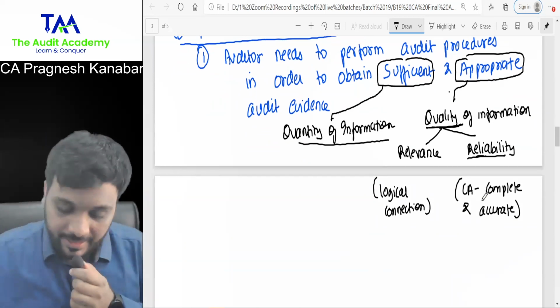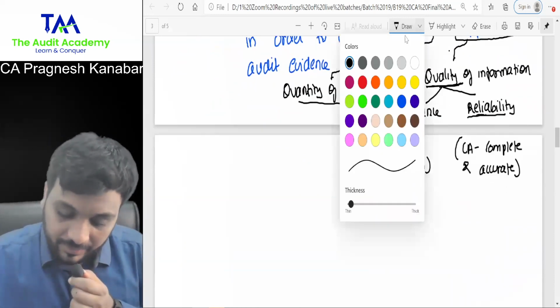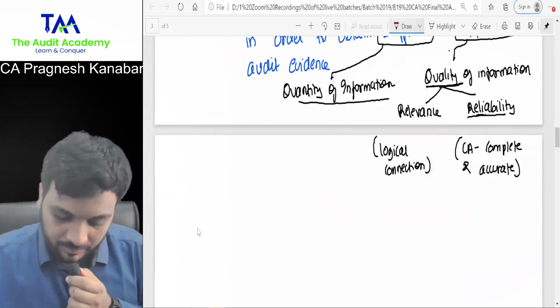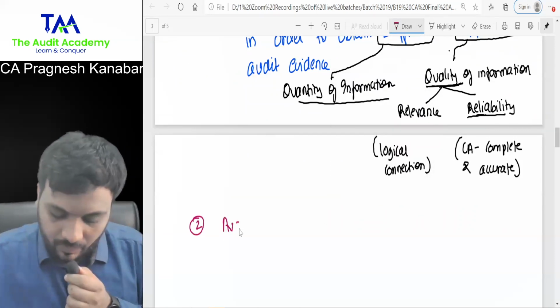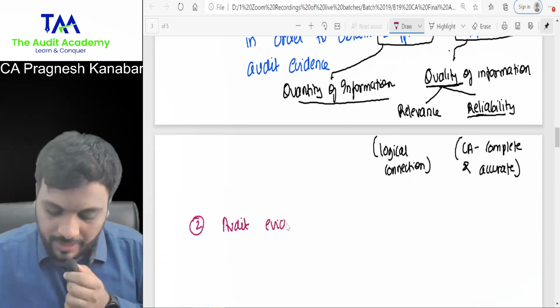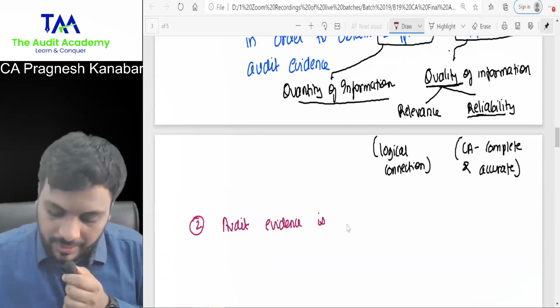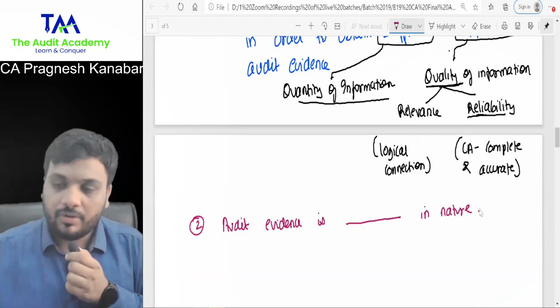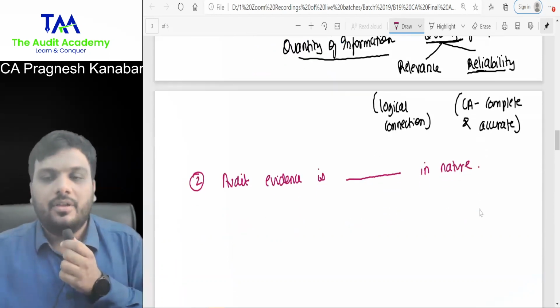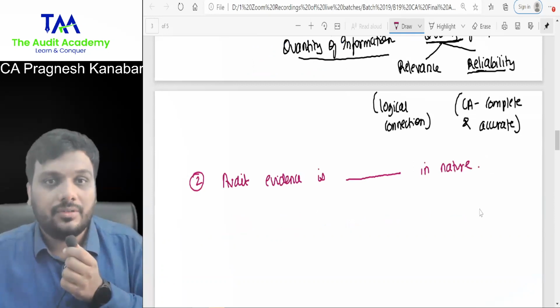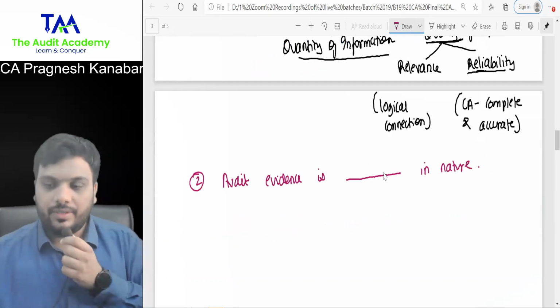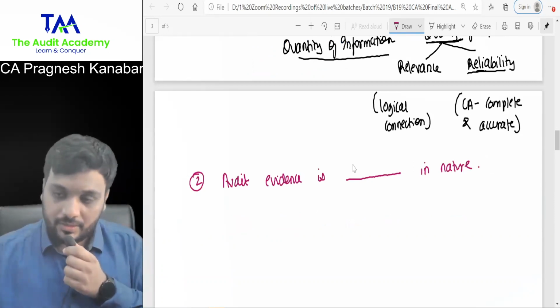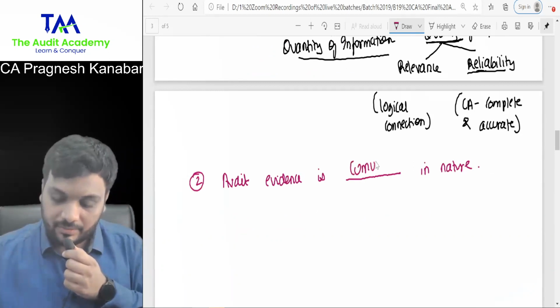Now, tell me everyone, whatever audit evidence you obtain, audit evidence is dash in nature. One of the favorite lines at InterCA level. Audit evidence is dash in nature. Very good, Dhruvi. It is cumulative in nature.